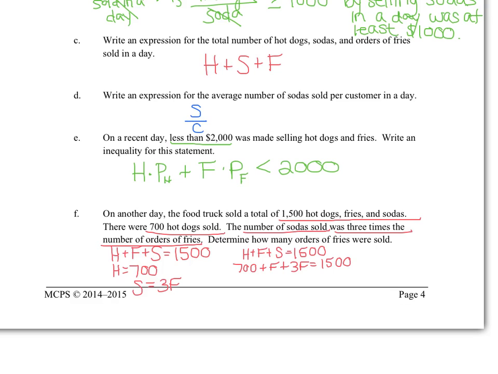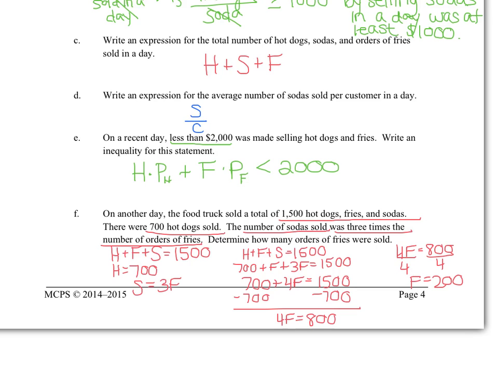So that's going to equal 1,500. So 700 plus F plus 3F is 4F equals 1,500. Take away 700 on both sides. We're going to be left with 4F equals 800. Well, 4F equals 800. I'm going to divide both sides by 4, and I'm going to get F equals 200. So 200 orders of fries were sold.